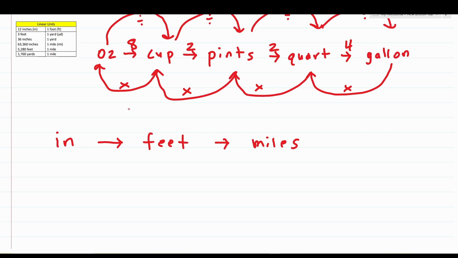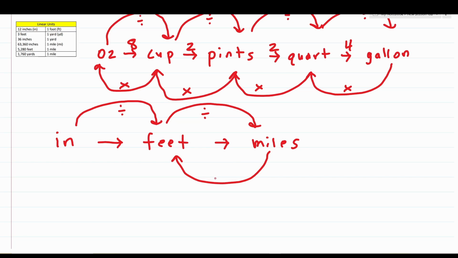As I've mentioned in this video several times already, to convert from a smaller unit to a bigger unit, such as inches to feet, you would divide. Likewise, to convert from feet to miles, you would divide. Again, when you convert big units to small units, you multiply. So to convert miles to feet, you would multiply. To convert feet to inches, you would multiply.